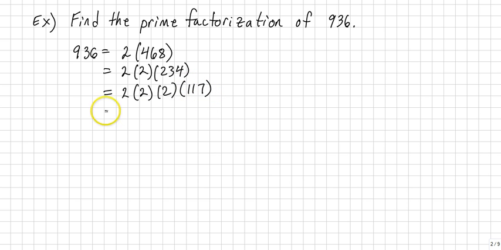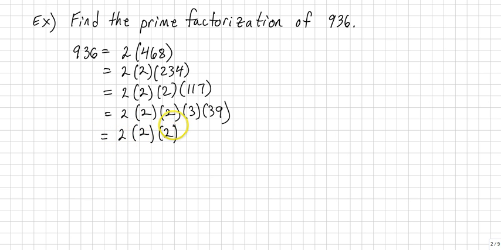And 117, 2 won't go into it because it's not even, but 3 does. 3 goes into that 39 times. And 39 will factor. So 39 is 3 times 13. And 13 is prime. 3 is prime and 2 is prime. So this would be the prime factorization.